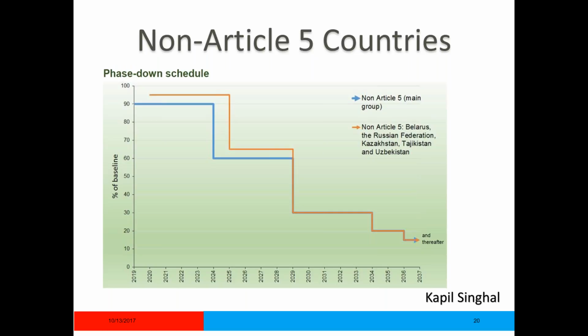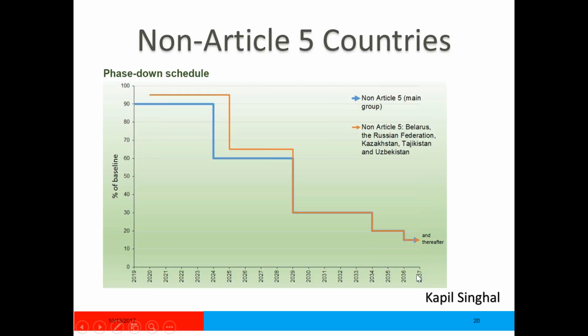If we see the same thing on the graph, this is how the graph looks. So we're not talking of zero, it's around 15% which will remain, and 2019 is the phase down start, and 2037 is the almost-complete phase down.